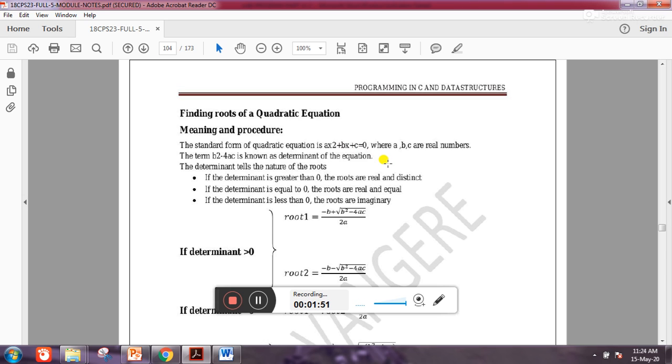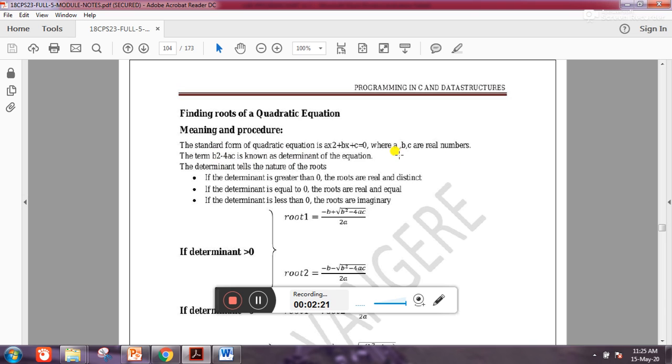Real numbers here means a will start with 1, so we don't consider 0. The coefficients are a, b, c. You have to consider them, and then find the determinant value using b square minus 4ac. Why do we find this determinant value? Based on this determinant value, we are going to find the roots. To find the roots, we need this formula.